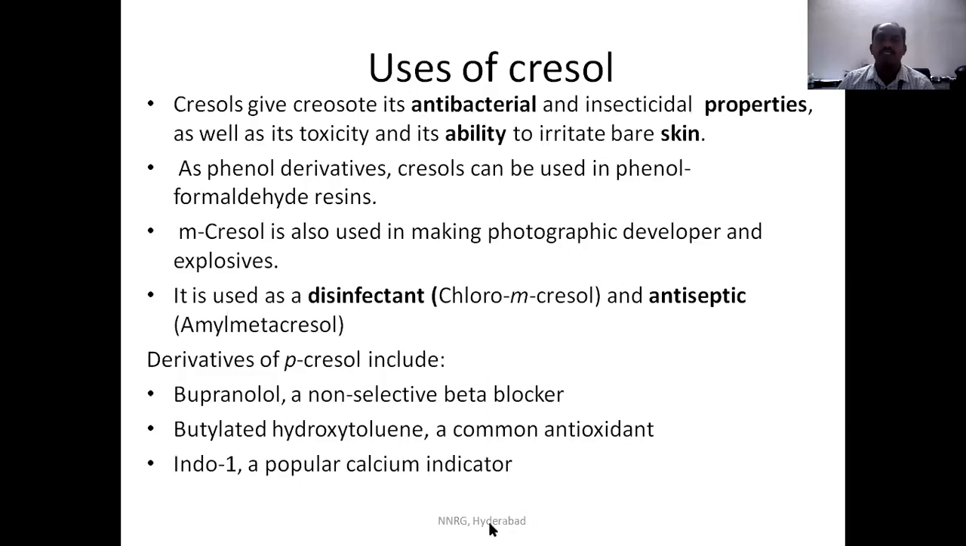So cresol is used as an antibacterial, creosote, with insecticidal properties. Phenols are used in the manufacturing of resins, that is phenol formaldehyde resins. Metacresol is used in the manufacturing of photographic developer, explosives, and as a disinfectant. Chloro-m-cresol is an antiseptic, as is amyl metacresol. Derivatives of cresols include the beta blocker buprenorphine, butylated hydroxytoluene, a common antioxidant, and Indo-1, a popular calcium channel blocker.